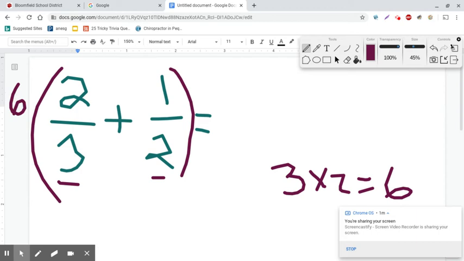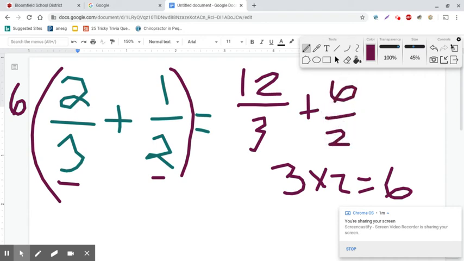So 6 times 2 gives us 12. And that's going to, wow, that is ugly. That is going to stay over the 3. Then plus 6 times 1 is 6 over 2. Now, guys, these are fractions we can easily divide now. 12 divided by 3 is 4, and 6 divided by 2 is 3. So we get 4 plus 3, which equals 7. All right, so that's just a little overview about how we get to add and subtract fractions.